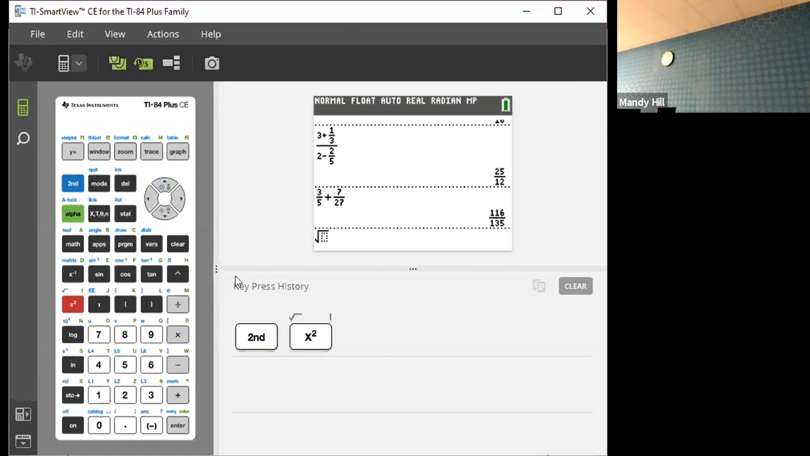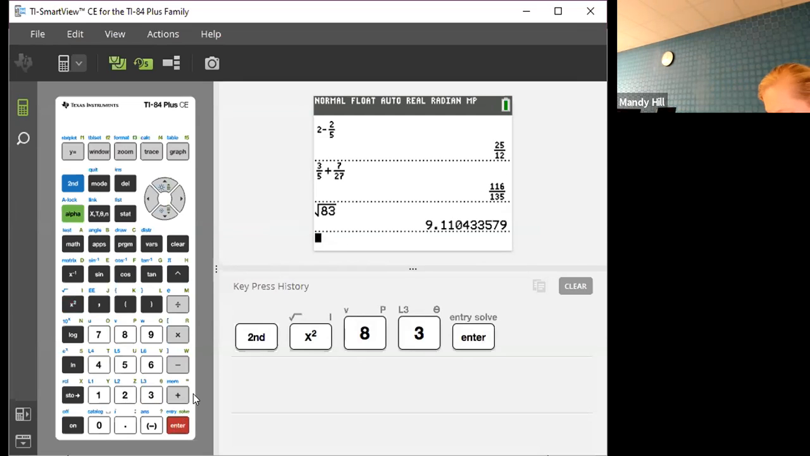83. Okay, so we're going to hit enter. And it says it wants us to round that to 3 decimal places. So that would be 9.110, because the 4 right here is not going to force us to round up. This 4 would have to be a 5 or bigger. So 9.110.